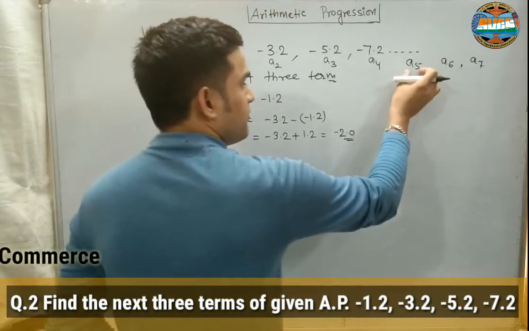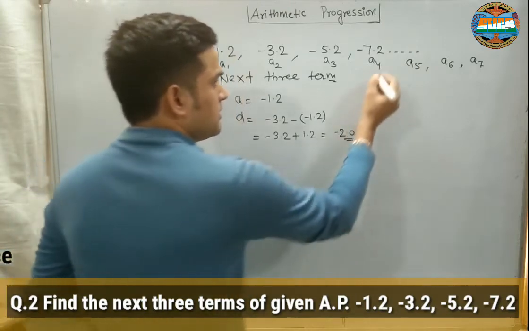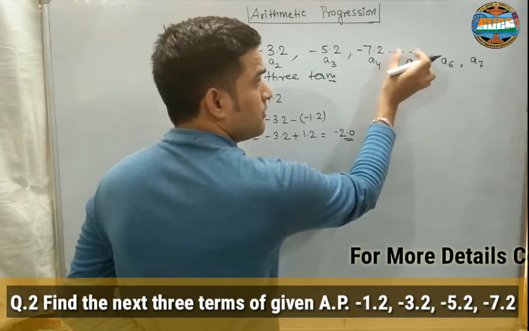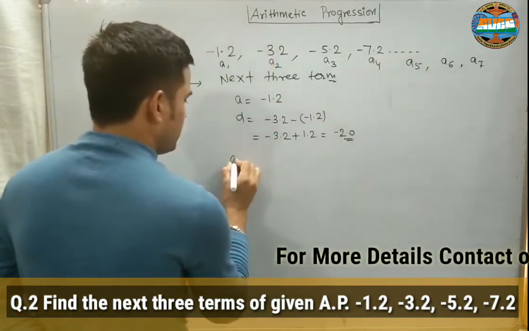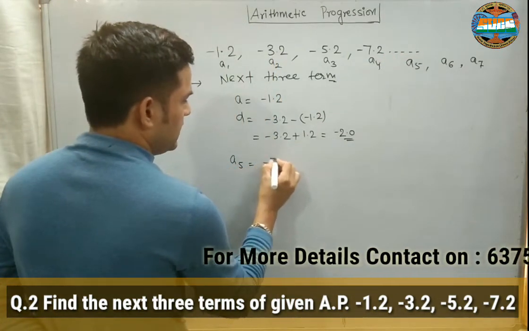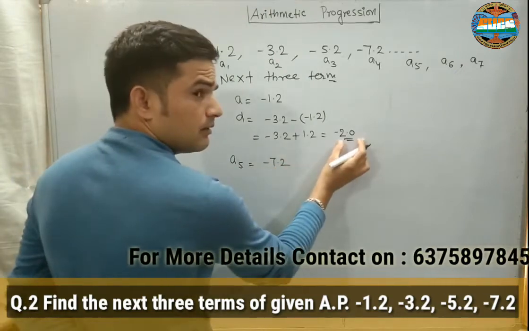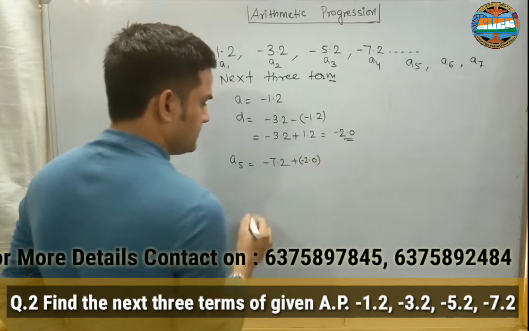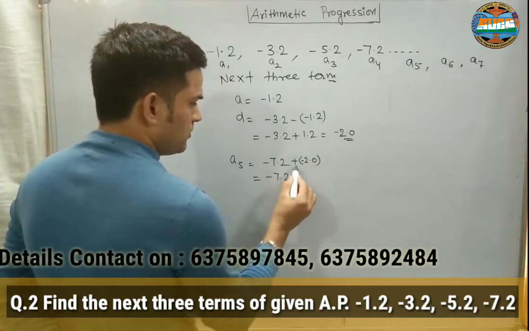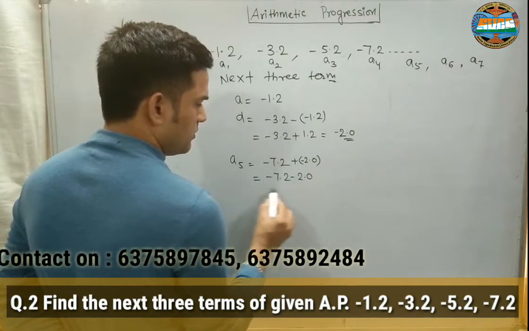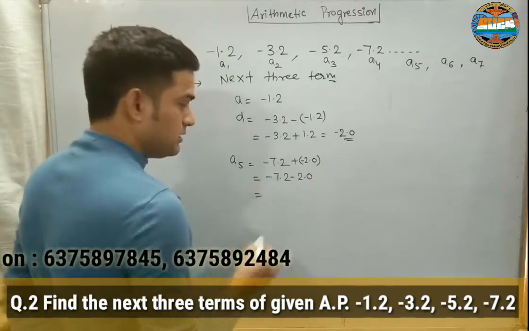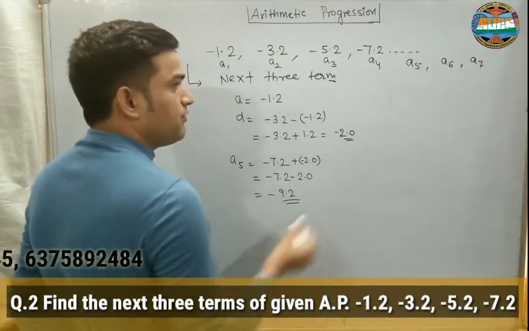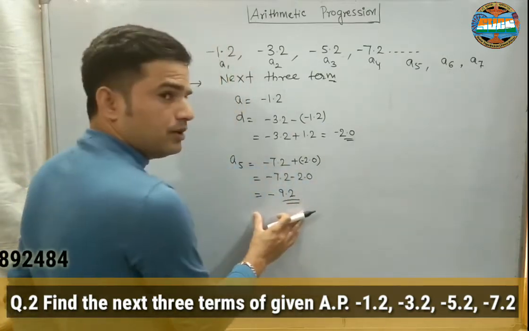The next term is A5. It means we add the common difference to the last term. We find A5 by adding to -7.2 the common difference -2.0. -7.2 plus (-2.0), the term is -9.2. The A5 term is -9.2.